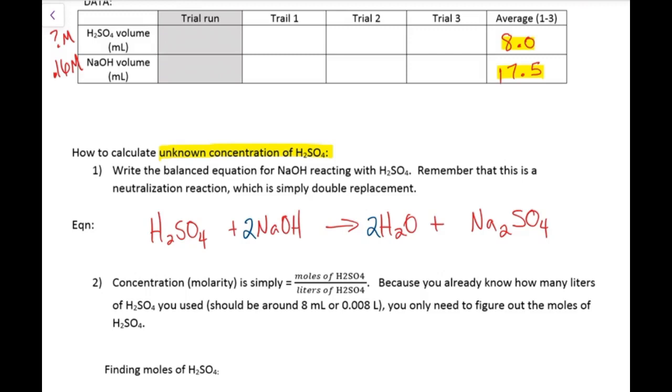Now, we're looking for the concentration of sulfuric acid. So the definition of concentration, or molarity, is the number of moles over the number of liters, or moles per liter of a solution. So we already actually know how many liters of H2SO4 we used, or at least milliliters. It was 8, right? So we used 8 milliliters, and that number is going to go on the bottom of this little division problem we're going to do in the very end. But we don't know how many moles of H2SO4 we have, or how many moles we used. So that's where it's going to take a little bit of stoichiometry.